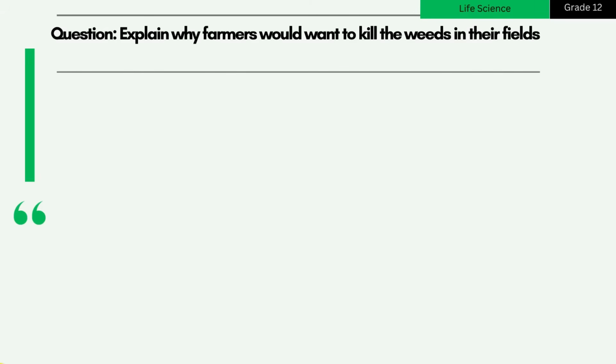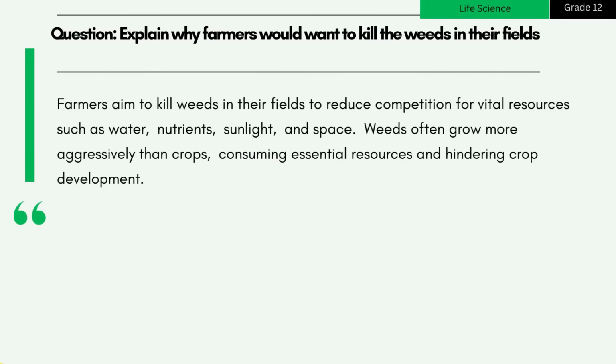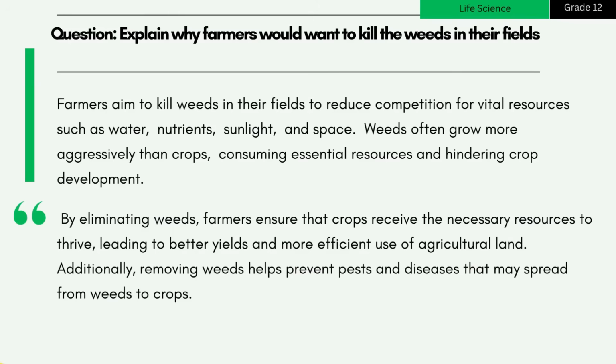Question: explain why farmers would want to kill the weeds in their fields. Farmers aim to kill weeds in their fields to reduce competition for vital resources such as water, nutrients, sunlight, and space. Weeds often grow more aggressively than crops, consuming essential resources and hindering crop development. By eliminating weeds, farmers ensure that crops receive the necessary resources to thrive, leading to better yields and more efficient use of agricultural land. Additionally, removing weeds helps prevent pests and diseases that may spread from weeds to crops.